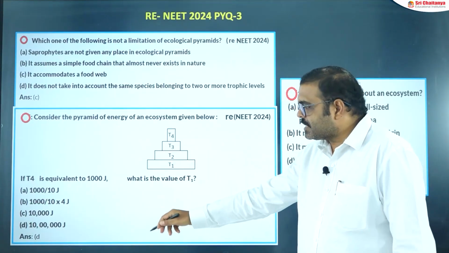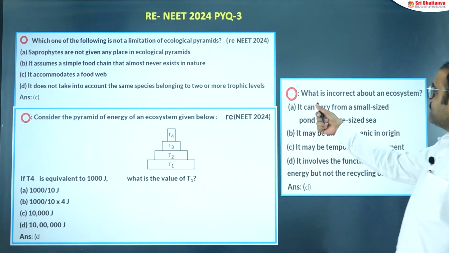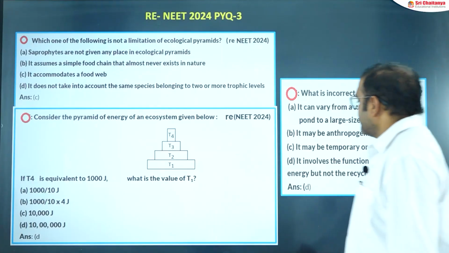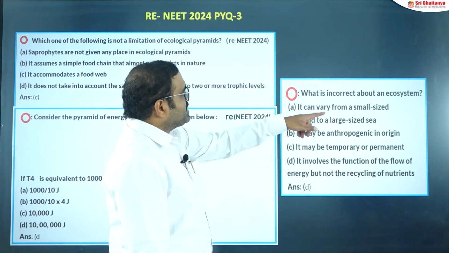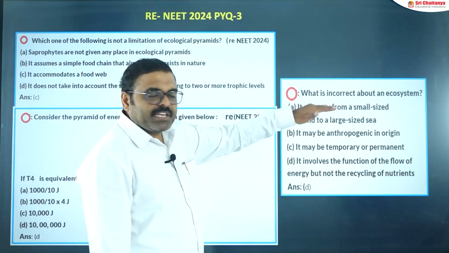The answer will be 10 lakhs, that is answer D. Then in the case of what the NCERT says about an ecosystem, it can vary from a small-sized pond to a large-sized pond. There is a direct NCERT line.